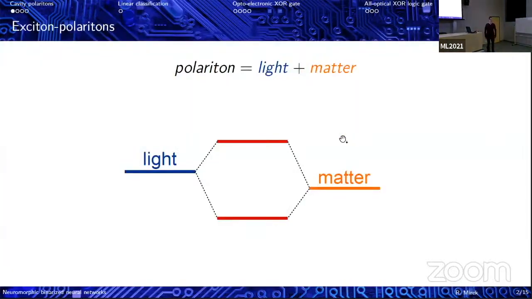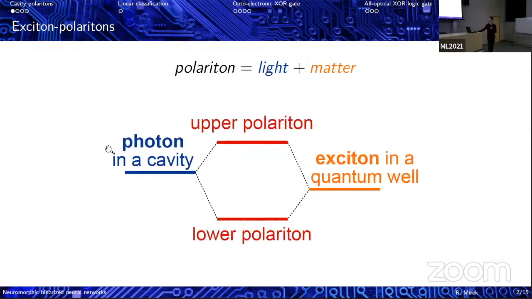So we are working on polaritons, and you can imagine them as quasi-particles, which are mixed light-matter particles. You have two states, a matter state and a light state, and they mix with each other and create two new states, one with lower energy and another with higher energy. And these are the polaritons. What we usually do is confine photons in a special structure called a microcavity, and we confine excitons in a structure called a quantum well.